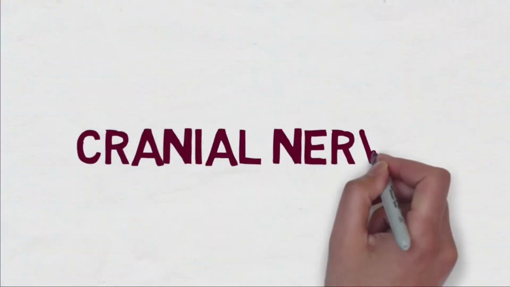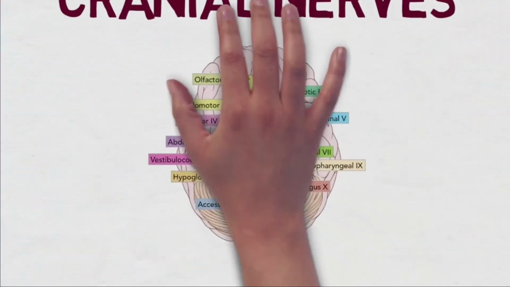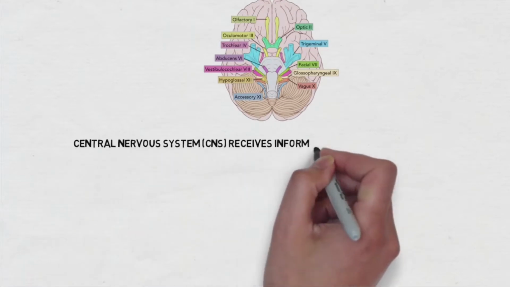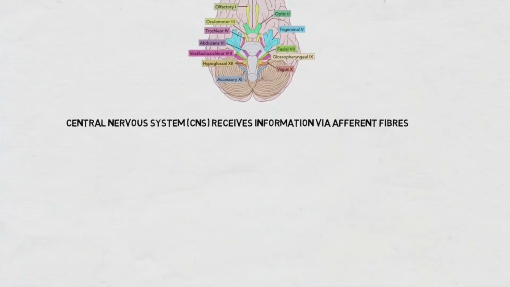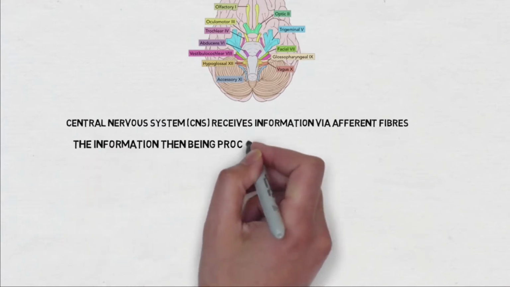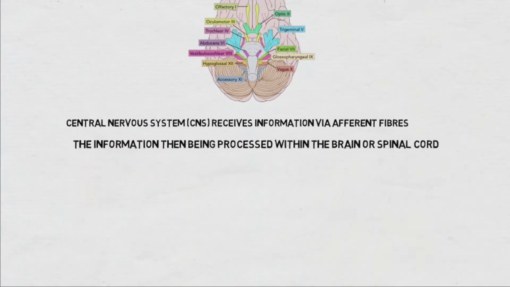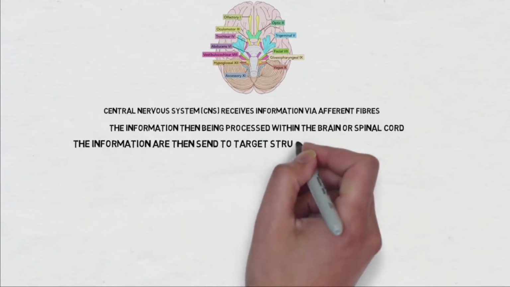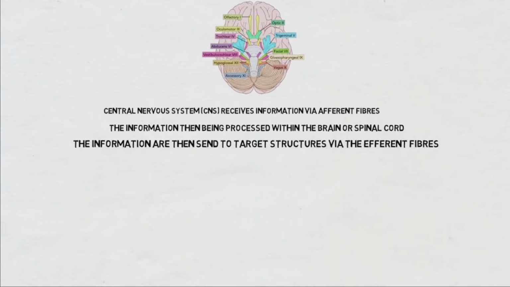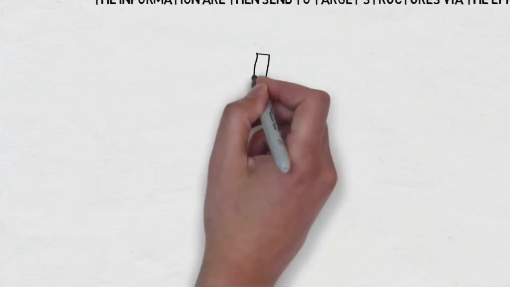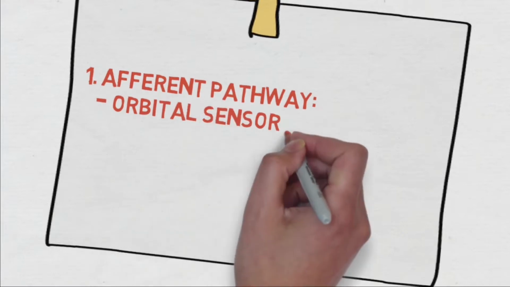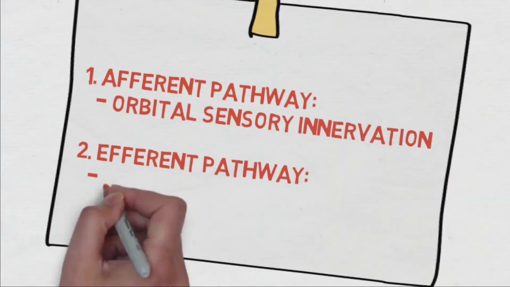Welcome to the first topic, which is cranial nerves. The central nervous system receives information via the afferent fibers. The information is then processed within the brain or spinal cord. The processed information is sent to target structures such as muscle or glands via the efferent fibers. So in this video, we will be focusing on the afferent pathway of the orbital sensory innervation and its efferent pathway.